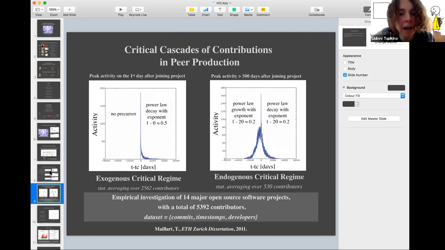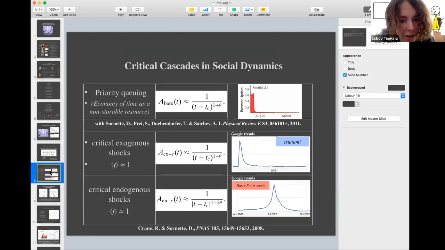Sorry, maybe I missed it. Can I ask one question? Yeah, sure. But what is the difference then between tsunami and Harry Potter? In a sense, we understand that there is a difference, but the tsunami is more abrupt, right? That's why you also have a difference.